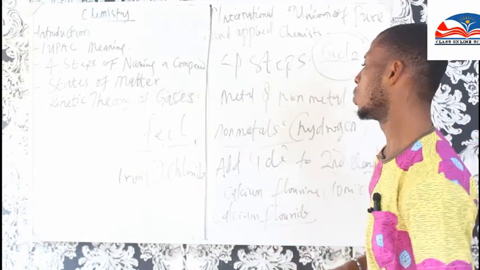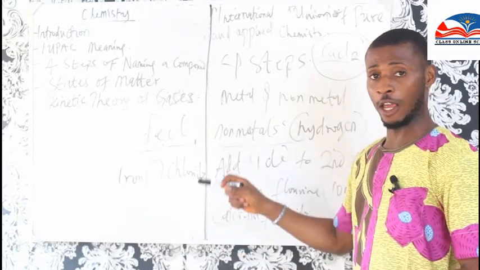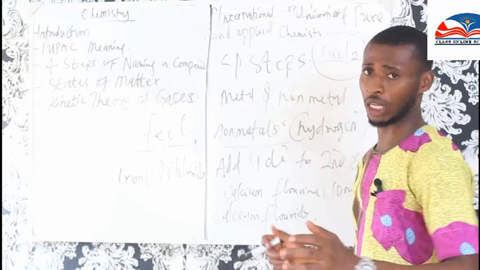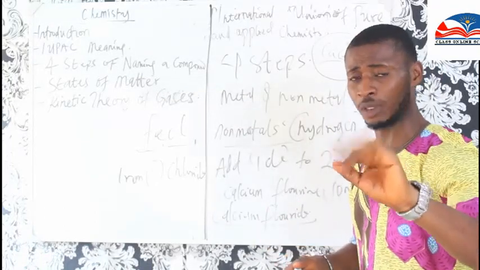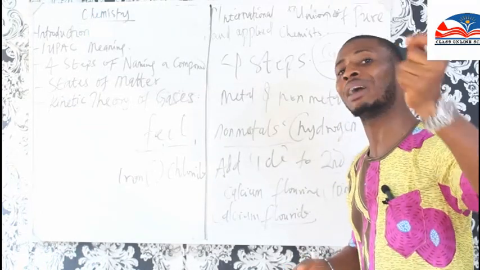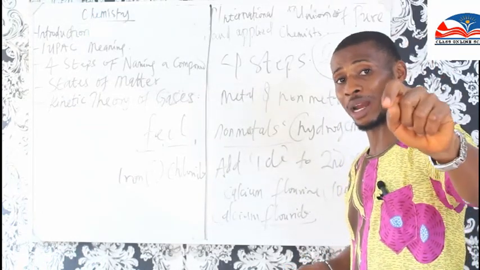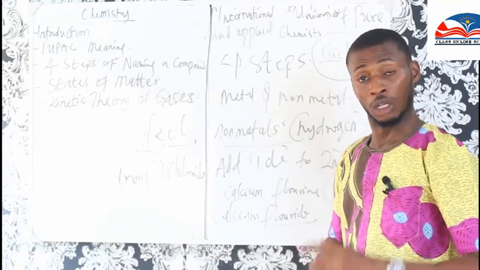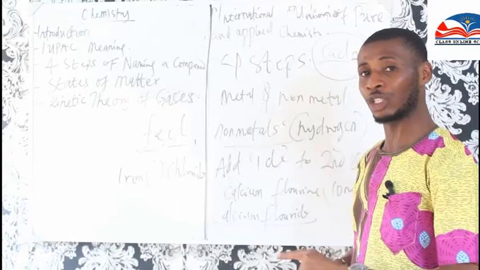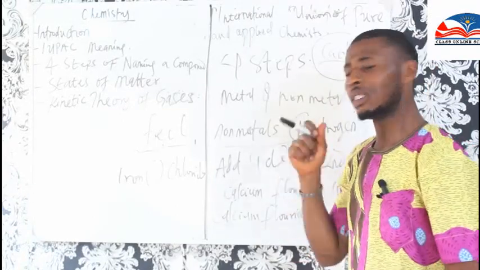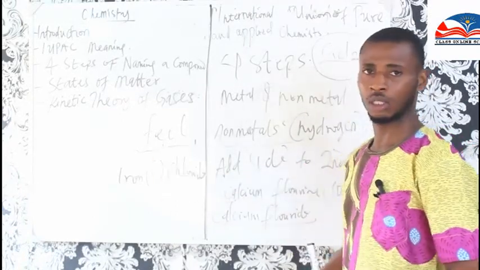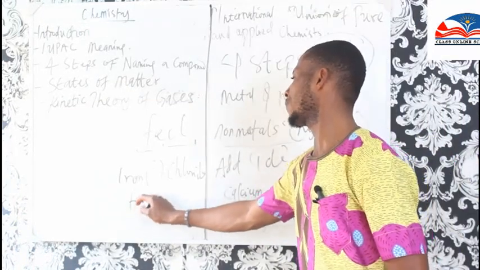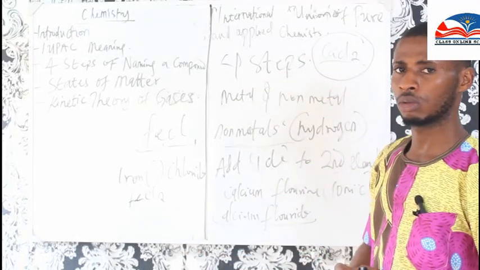In this place we have added a Roman numeral to it. The third step states that you need to check whether there is a Roman numeral to be added to the compound. The Roman numeral will be added to the compound if there is a transition element in it. Alright, now we have FeCl2.